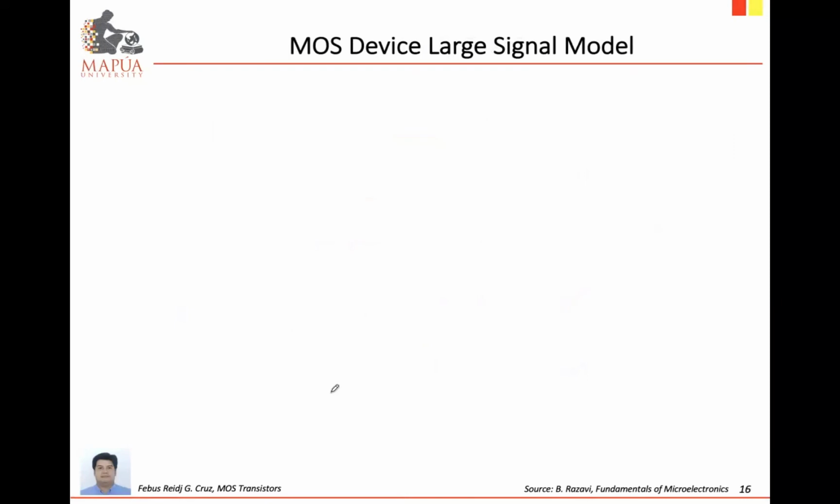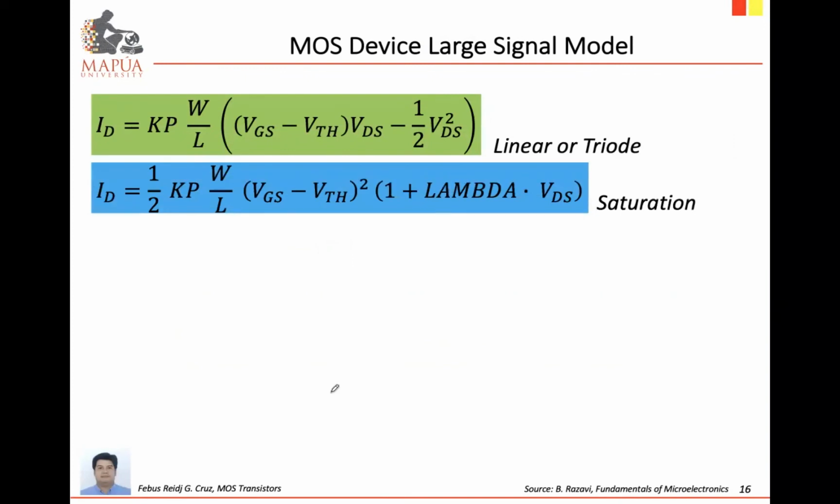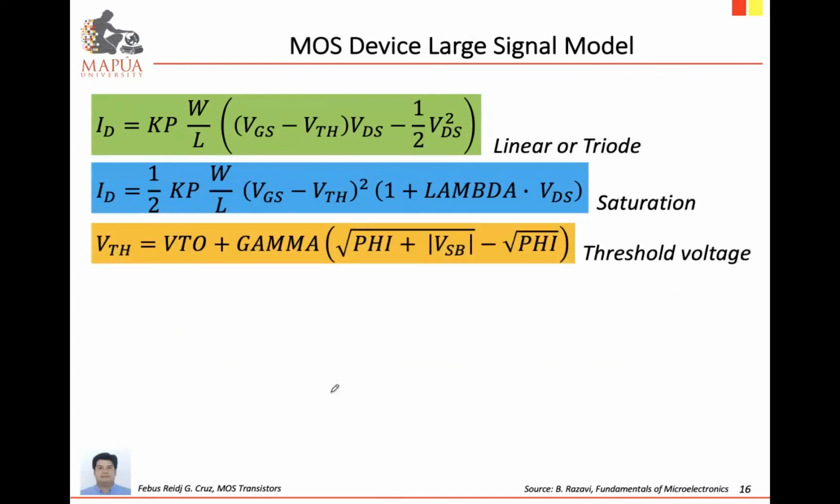So with this, these are the models or equations pertaining to the large signal or the DC characteristics of MOS transistors. So we have the linear or triode equation or model. We have the saturation model. And we also have the threshold voltage model. Okay?